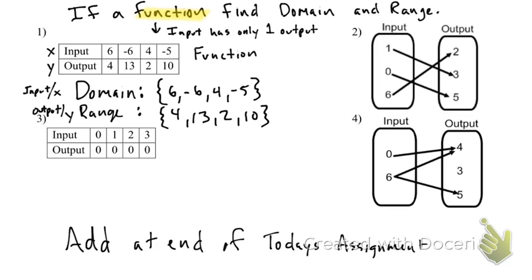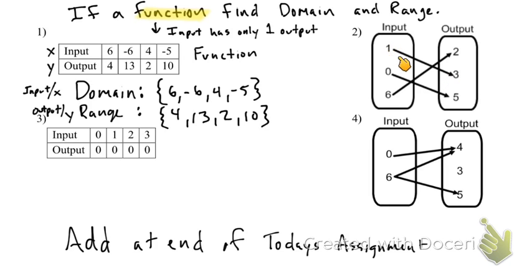Let's get going here. Okay, so I'm just going to go over these real quick. Again, please add these at the end of today's assignment from the calendar. Just write them in. So number 2, we got to check, is it a function? So if you look, this one's a little bit easier to see than the table if it's a function. So does every input have only one partner?